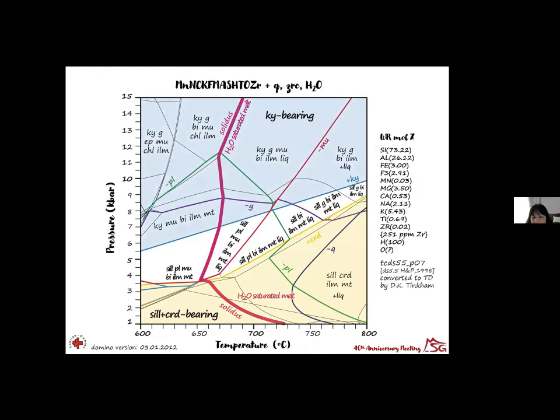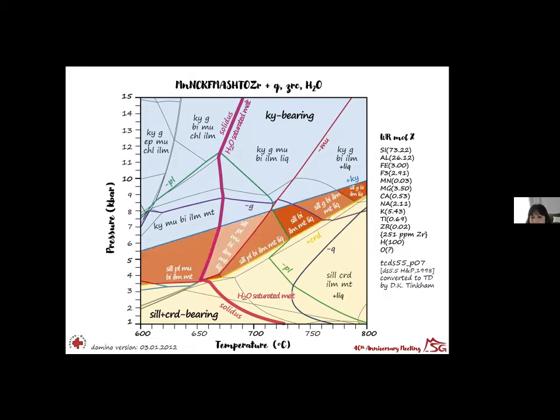And we saw that above the blue line and below the yellow line, we have kyanite- and cordierite-bearing fields, which are not of our interest. Then we can reproduce our natural observations in these orange fields, where sillimanite is stable together with several phases.